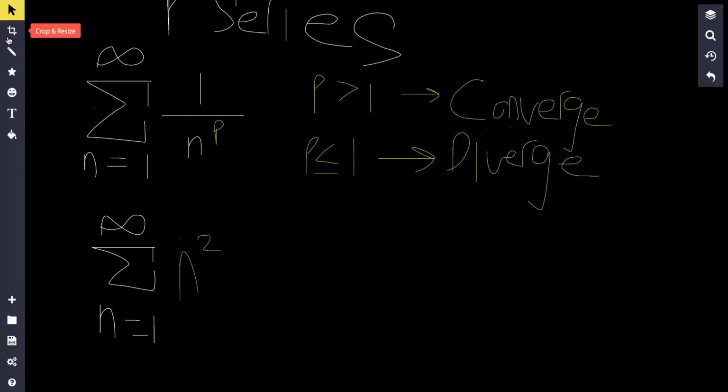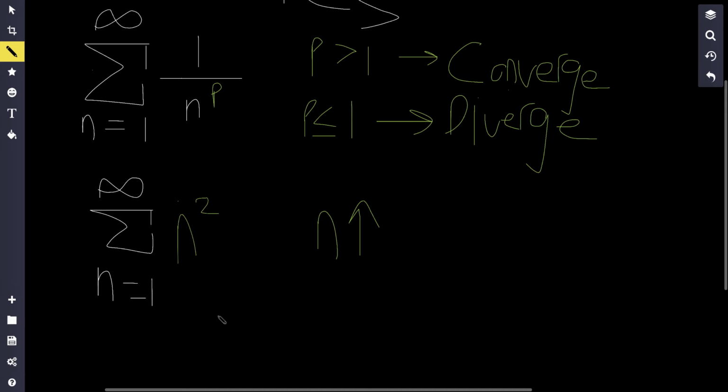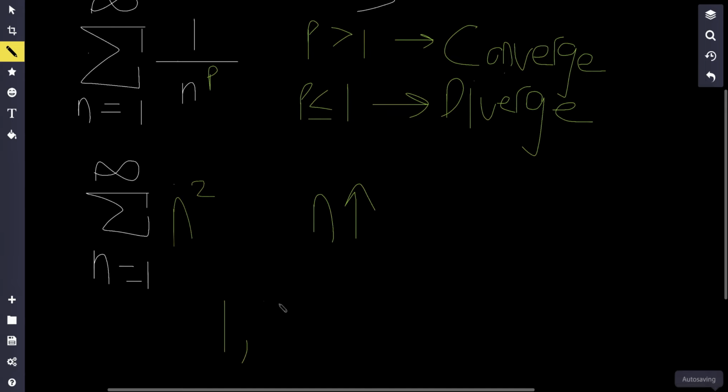And of course, as you see, as my value for n increases, it's just going to keep on getting bigger and bigger, right? As I go from the first term, when n is equal to 1, I have 1 squared, n is equal to 2, I have 2 squared, which is 4. So as I keep adding all of these terms up, my value is just going to get bigger and bigger. So if I try to sum all of this up, it's just going to keep on getting bigger and bigger, so it's going to diverge.